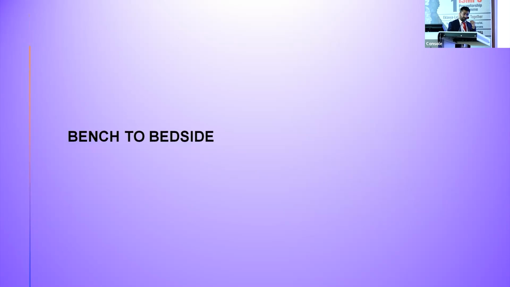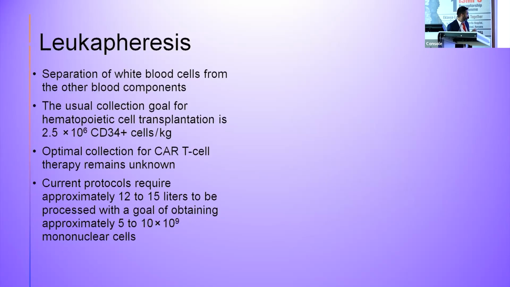So coming to the clinical part of treating using CAR T cells, bench to bedside. A very important part here is leukapheresis. So what is the target cell dose? Till now, what exactly should be the dose? The collection goal for transplantation we know, but the current protocols for CAR T cells target processing 12 to 15 liters, and the goal is approximately 5 into 10 to the 9 mononuclear cells. That's just a ballpark figure.